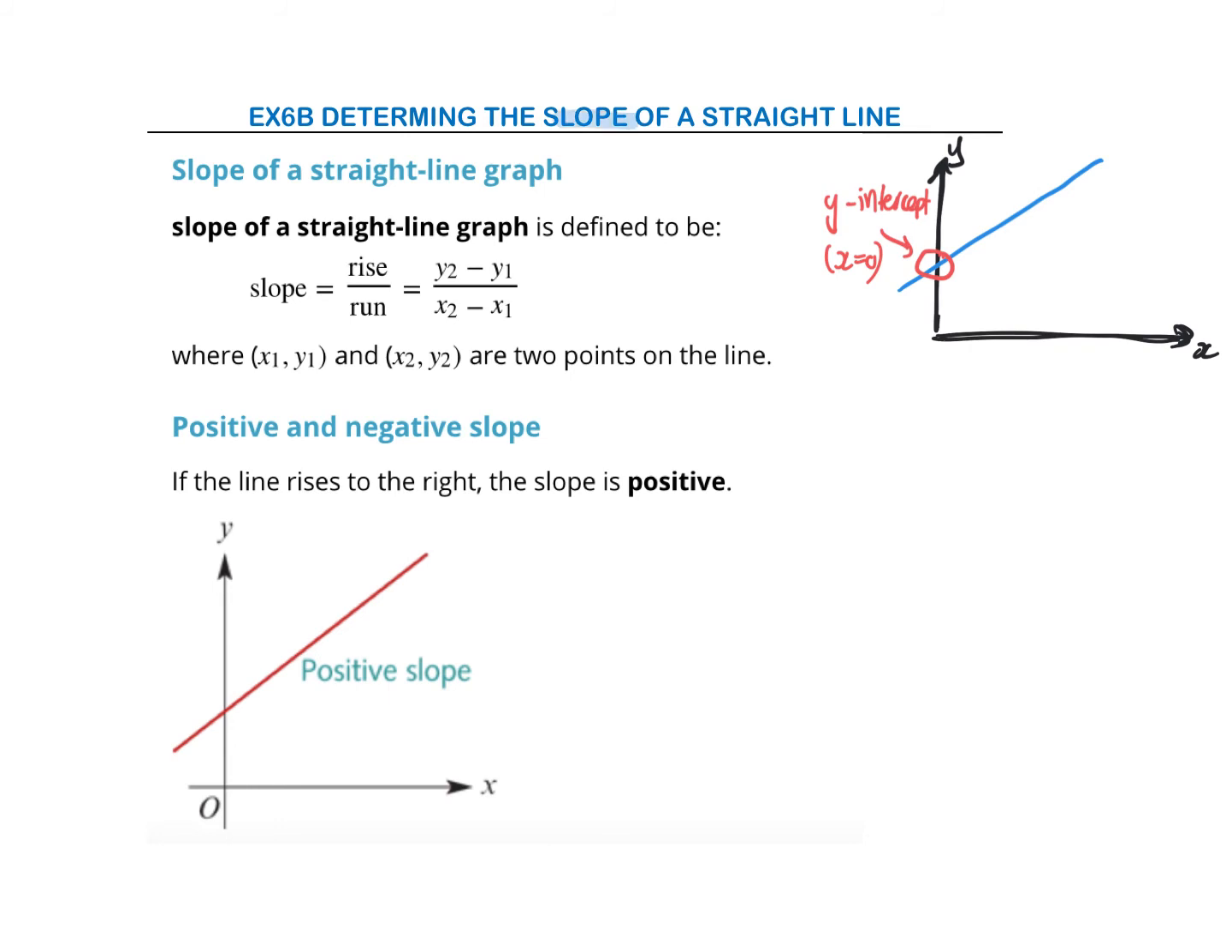Okay? Now the slope is like the gradient. Well, it is. It's just another word for the gradient. It means how steep that line is. So if you have a line, say we have this, and then we have another straight line like that, this is a bigger gradient. This one's got a bigger slope, yeah?